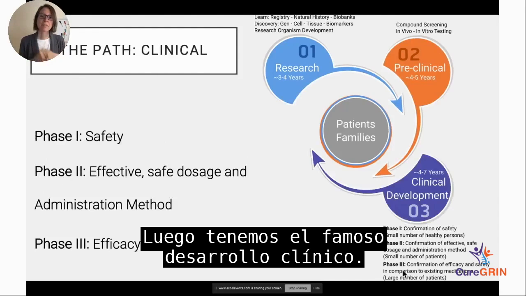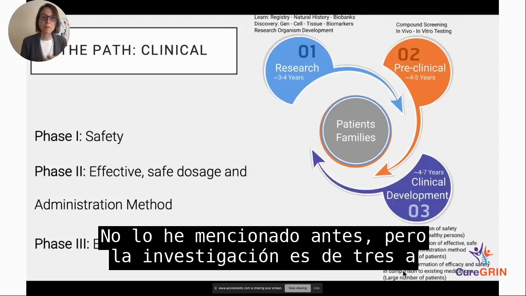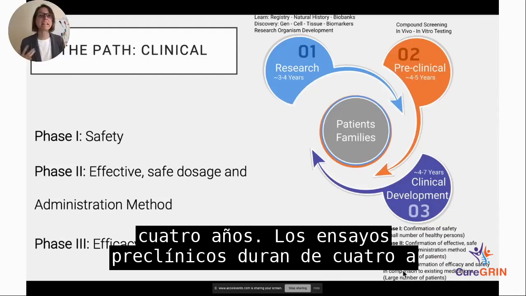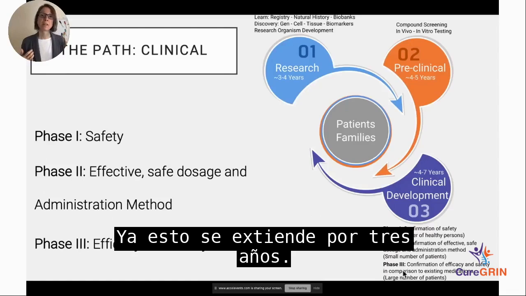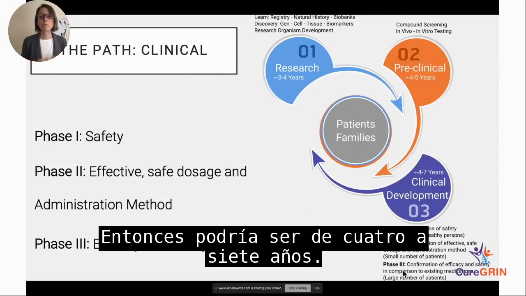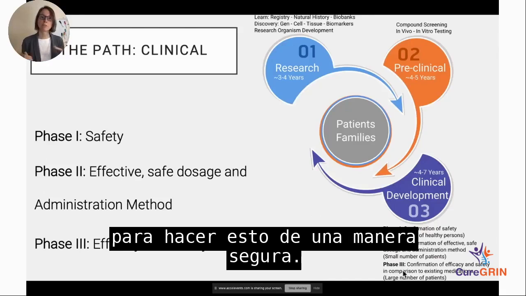Then we have the very famous clinical development. This is probably extremely long. I haven't mentioned it before, but research is 3 to 4 years. Preclinical assays are 4 to 5 years approximately. And clinical development is already long. In rare disease, it's extended by 3 years. So it could be from 4 to 7 years. This is just so we have a sense of how much it takes to do this in a safe way.